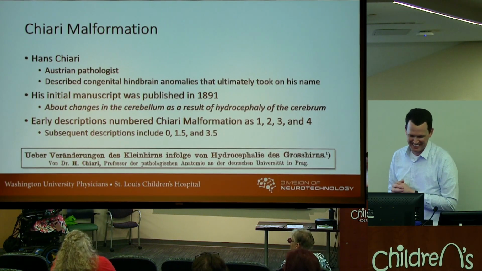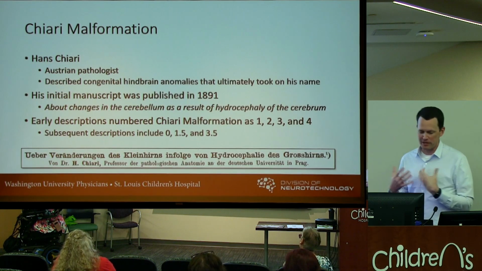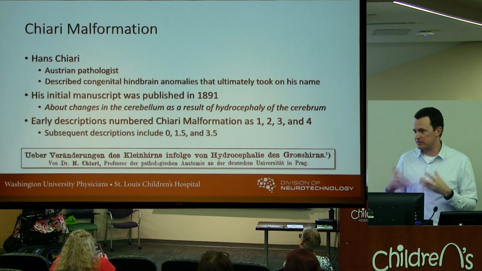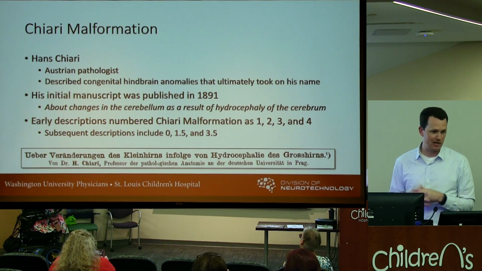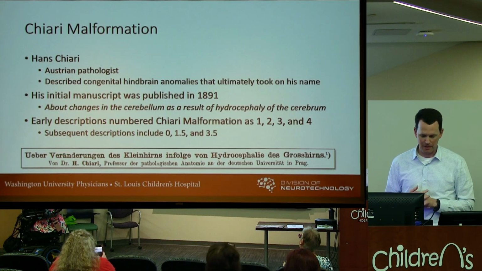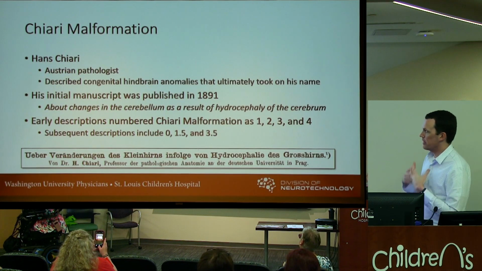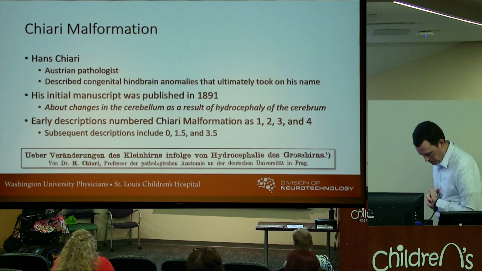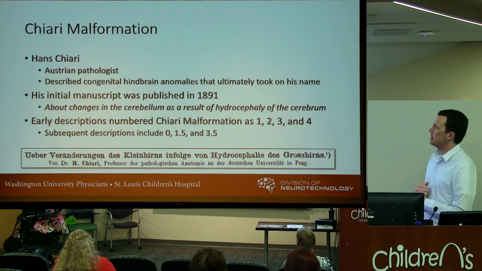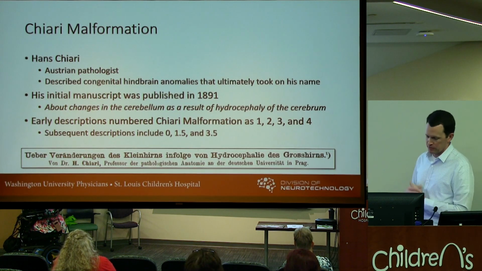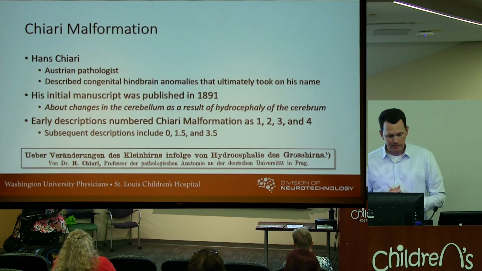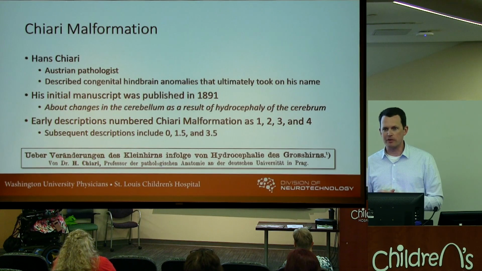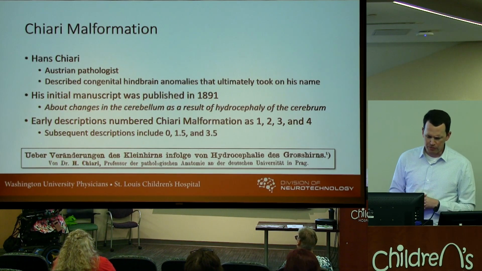There you go. So this is always a fun, interesting way to talk about what we know about Chiari, where the original description came from. It came from this gentleman named Hans Chiari, so it bears his name now. He was an Austrian pathologist. He described what have been called congenital hindbrain anomalies that ultimately took his name. A variety of these anomalies, and if you've researched Chiari malformations, you've probably seen the numbered Chiari malformations, and those numbers have been expanded over time. But those original three came from this first publication in 1891.